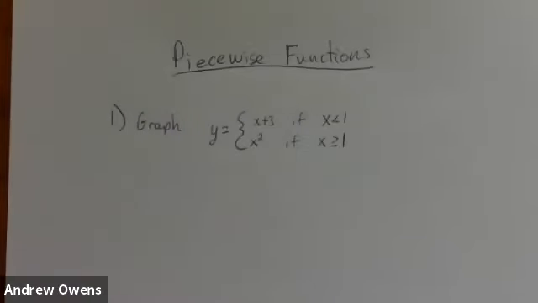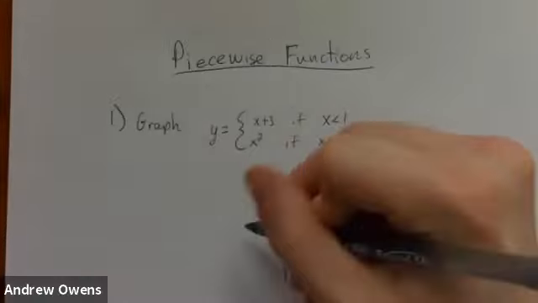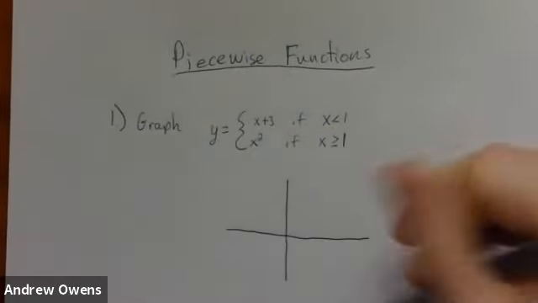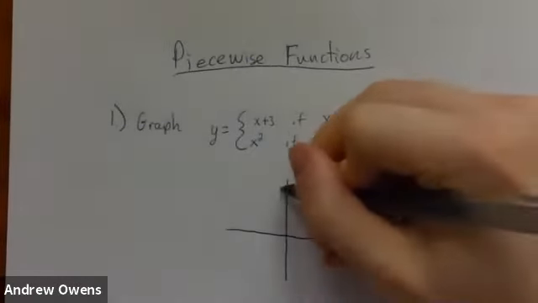In this video, we're going to review piecewise functions. So we're going to graph this first example. y is equal to x plus 3 if x is less than 1, and x squared if x is equal or greater than 1. So first I'll draw our coordinate axes, x, y.